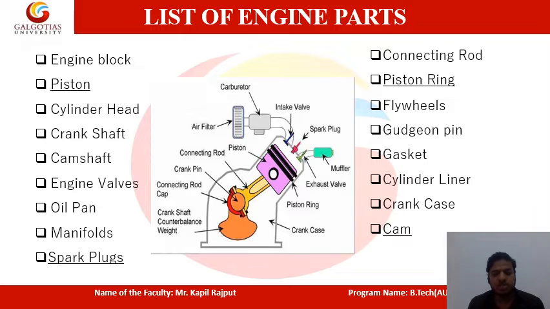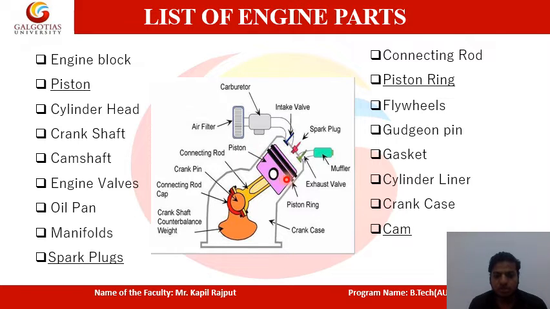You can see here in this diagram, if it is visible to you, the air filter is there. After that, the carburetor is there, and through this carburetor the charge comes into the intake valve. So the intake valve is there and the exhaust valve is there. And in between, one spark plug is there, so it is a petrol engine. The spark plug is used to ignite the fuel mixture that comes inside.